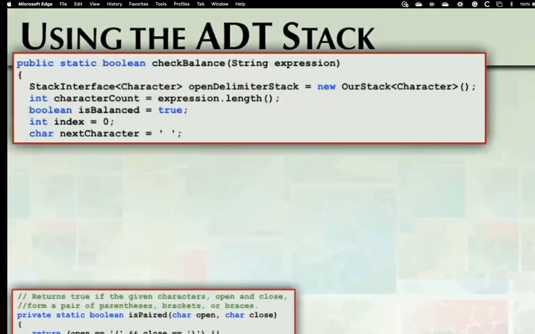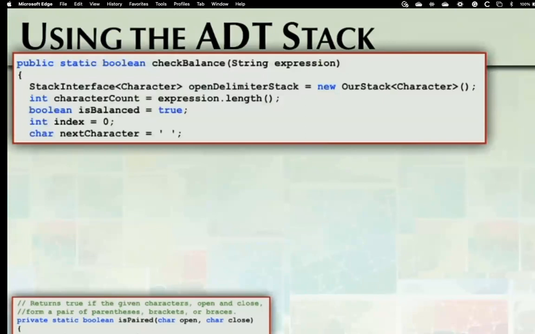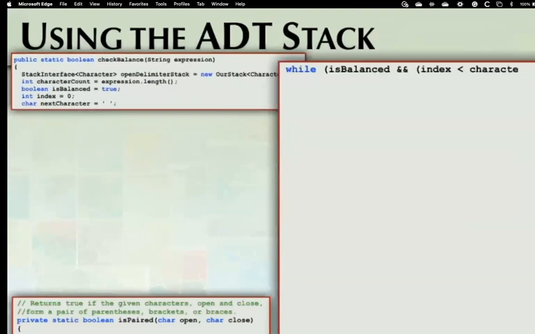The method to implement our algorithm is the checkBalance method. The expression we're going to check is passed as the parameter expression. We begin by creating our stack, openDelimiterStack, and initializing several important variables. Among these is isBalanced, which we use to hold the state of the expression. We can initialize it to true because at this point, no delimiters have been processed, so the expression is balanced. Then we implement our algorithm inside the checkBalance method.